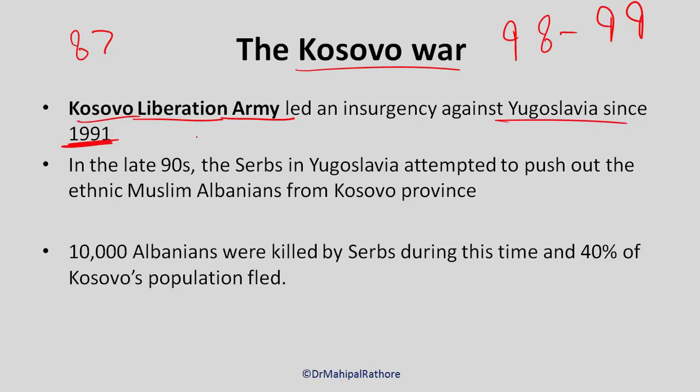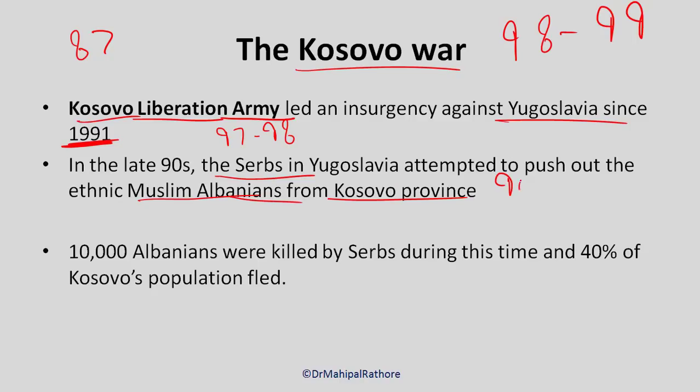But till 98, this was not a large scale war. They were just doing some bomb attacks here and there or small attacks on the army. So this KLA was active since 91, but it was not engaged in large scale warfare. And throughout the 1990s, especially by 97, 98, when the war in Bosnia was done, the Serbs started paying their attention to Kosovo. They started to push out the ethnic Muslim Albanians from the Kosovo province.